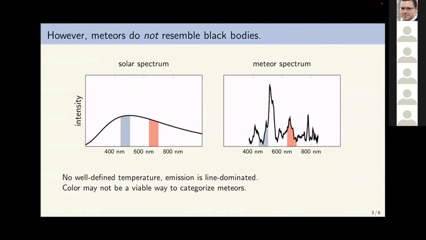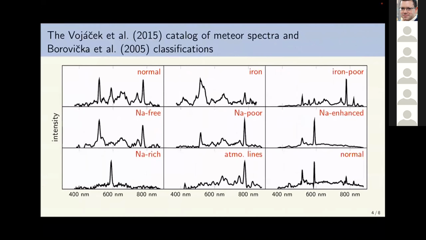Of course, the problem with meteors is that unlike the solar spectrum or an asteroid reflectance spectrum, it doesn't have these broad features that vary in a predictable way. Instead, you have this very jagged type of spectrum that's heavily dominated by emission lines. So it's a real question whether or not you can do anything useful with color to begin with. So I wanted to test this out in a very limited way.